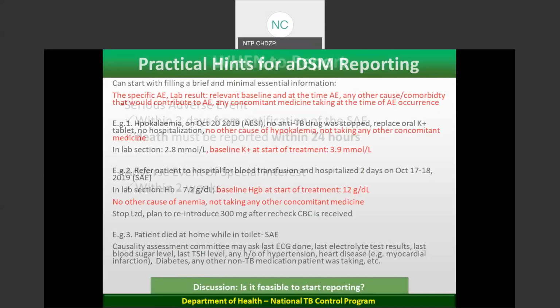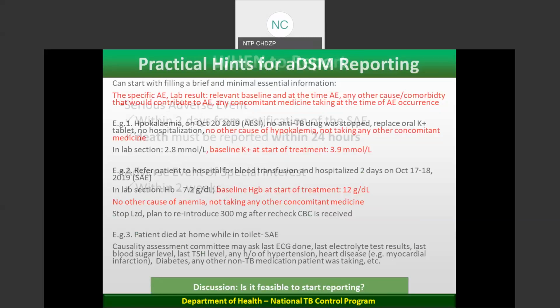Practical hints for aDSM reporting. So, may mga bibigay silang hints noon doing the aDSM reporting. The staff can start with filling a brief and minimal essential information such as the specific adverse event, lab result, the relevant baseline, and at the time of the adverse event. Also any other cause or morbidity that would contribute to adverse events, or any concomitant medicine taking at the time of occurrence of the adverse events. So, these are the baseline information that is needed in aDSM reporting, no?